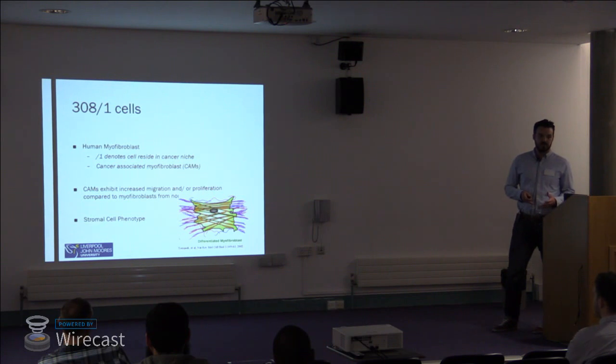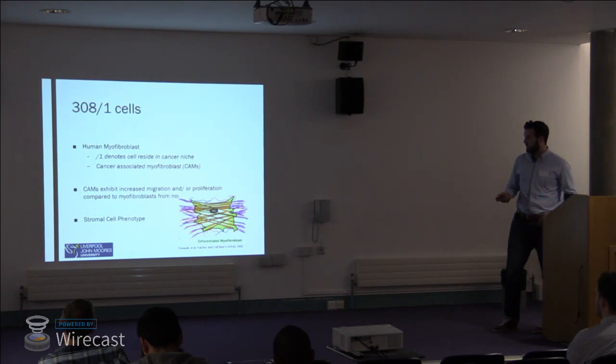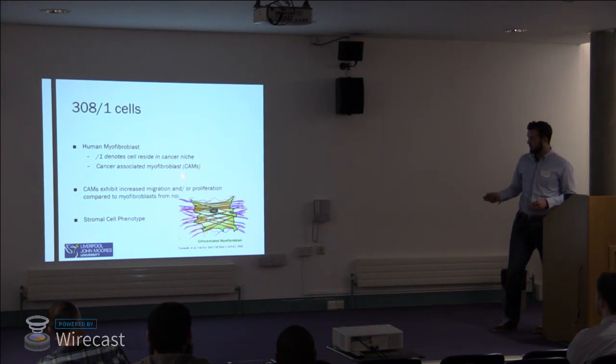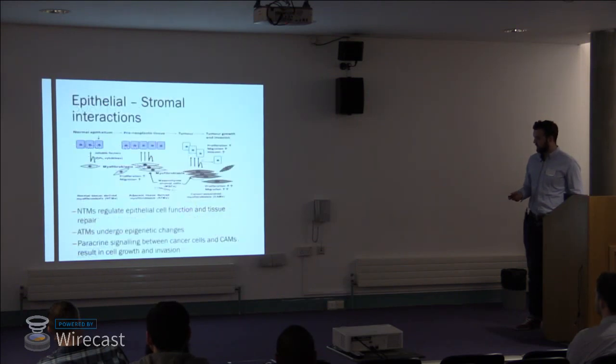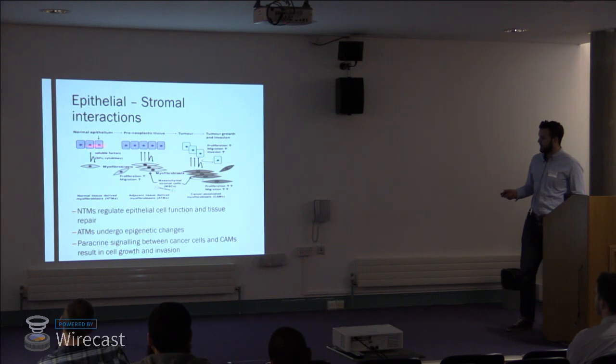So there are different types of myofibroblasts depending on where they're situated within the cancer. There are normal tissue myofibroblasts, which aren't near the cancer, and cancer-associated myofibroblasts, which are in the region and whose phenotype has been affected by the cancer cells. These cells are much more migratory and proliferative than the normal tissue myofibroblasts. In this one, we can see that normal tissue myofibroblasts regulate a healthy epithelium, so the epithelium is nice and structured, with no change in shape.